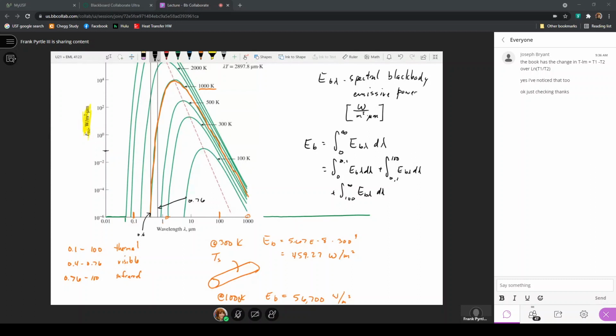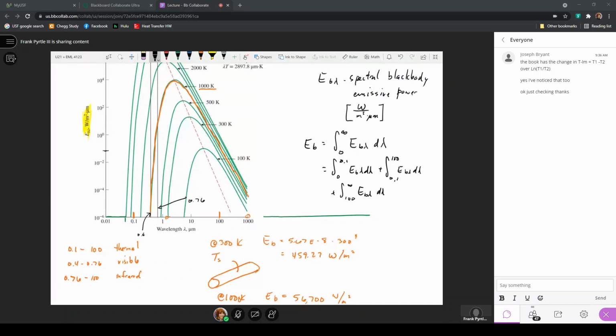So what does that mean? That means that energy is being emitted within the infrared range. So I could still use a thermal camera to see it, but I could also visibly see it because there's energy being emitted from this black body surface at 1,000 Kelvin that falls in the visible light spectrum.